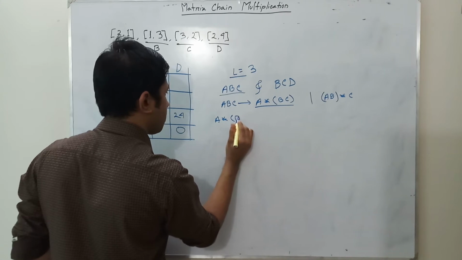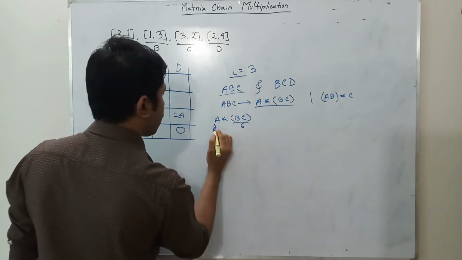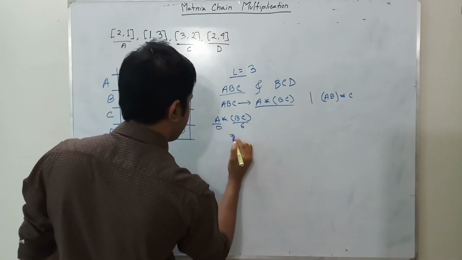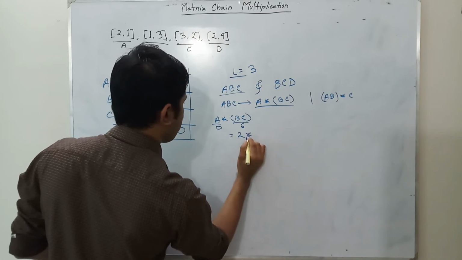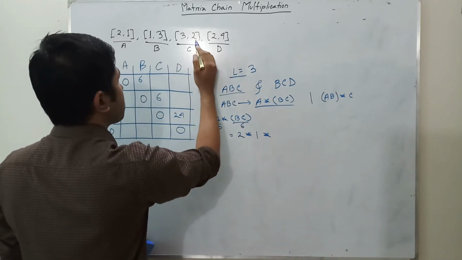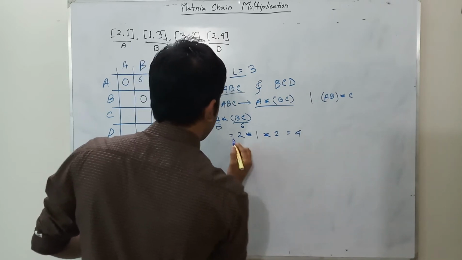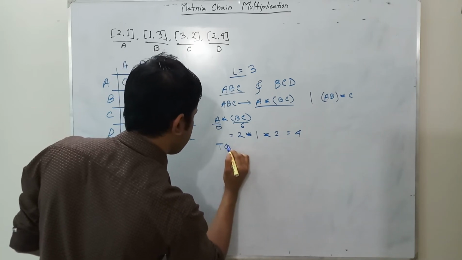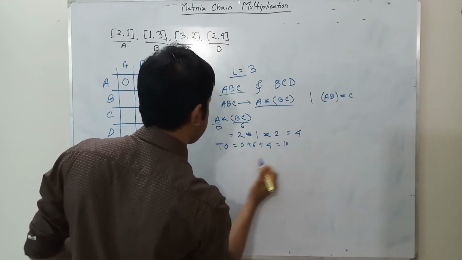A with BC. We know for BC the value is 6 and for A the value is 0. Now we will find out the multiplication cost. The multiplication cost is A's number of rows 2 into number of columns 1 into BC's number of columns 2 equals 4. So the total number of operations needed here is 0 plus 6 plus 4 equals 10.